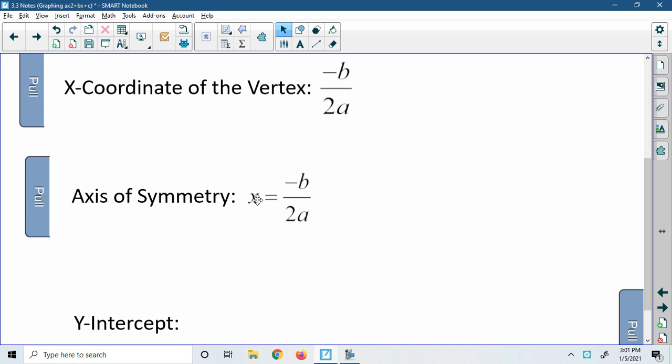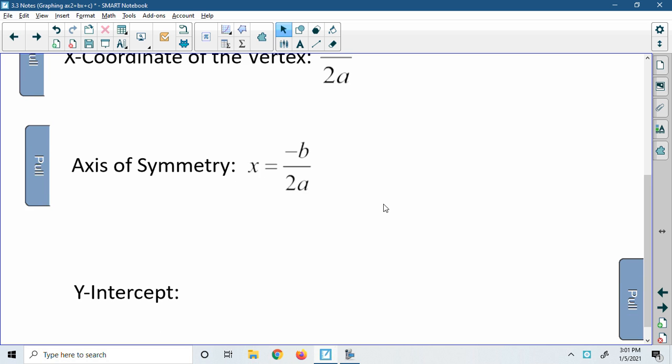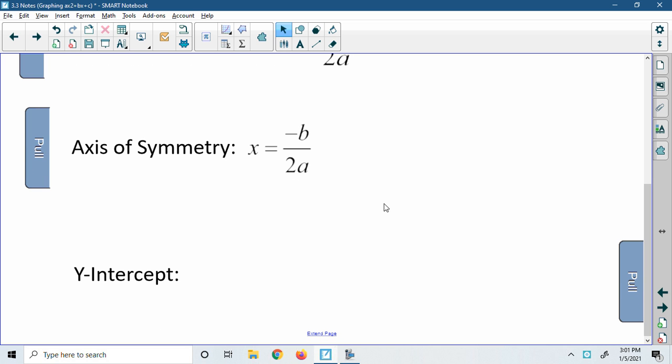Remember, when it's an x equals some number line, that means it'll be a vertical line, which is what our axis of symmetry is. And then the y-intercept, this is the nice part about standard form, is it's really, really easy to see what the y-intercept is. It's just whatever that c number is, that's the y-intercept.